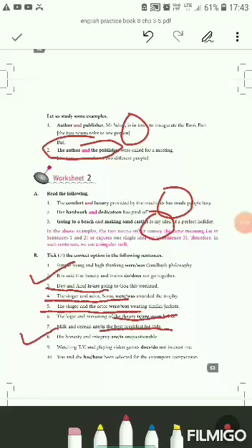Next, watching TV and playing video games do not interest me. These are different: watching TV and playing video games, two ideas, two things. So do not interest me. Next is you and she have been selected. You and she, two pronouns, are joined by and, so use a plural verb. You and she have been selected for the extempore competition.